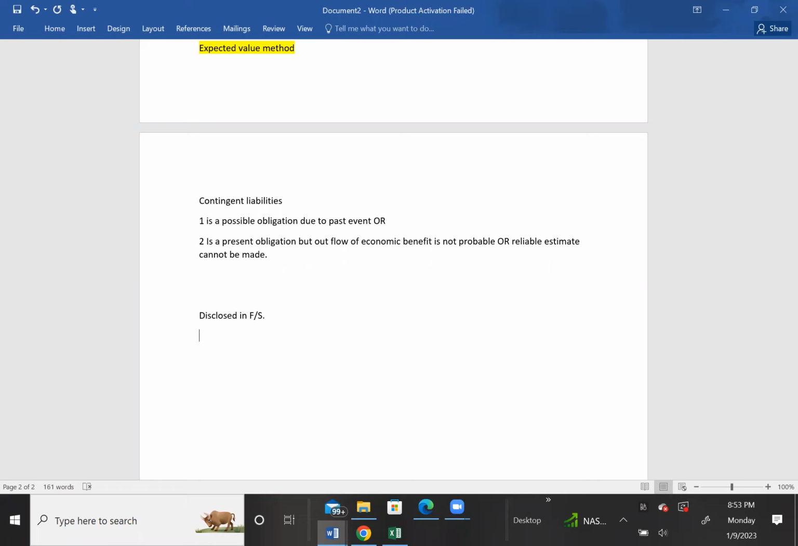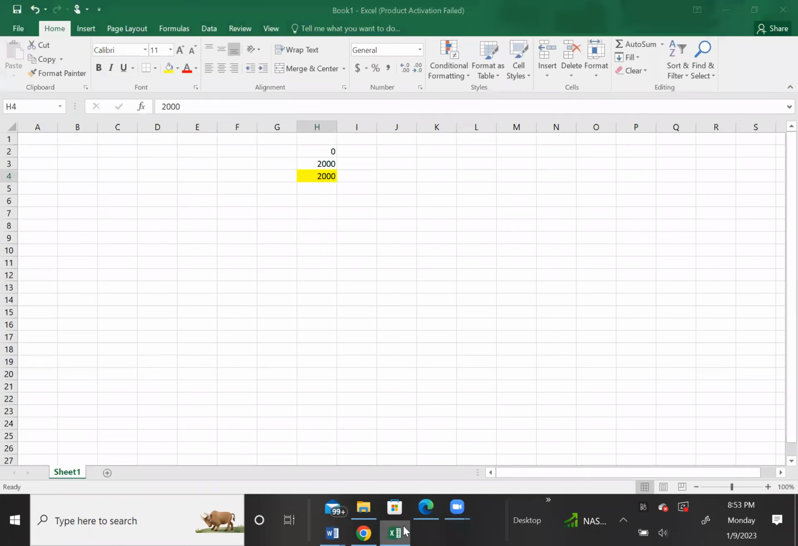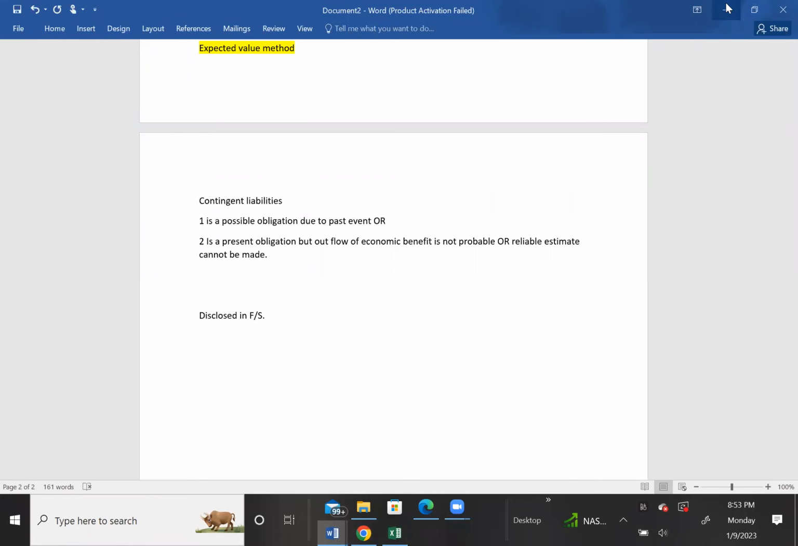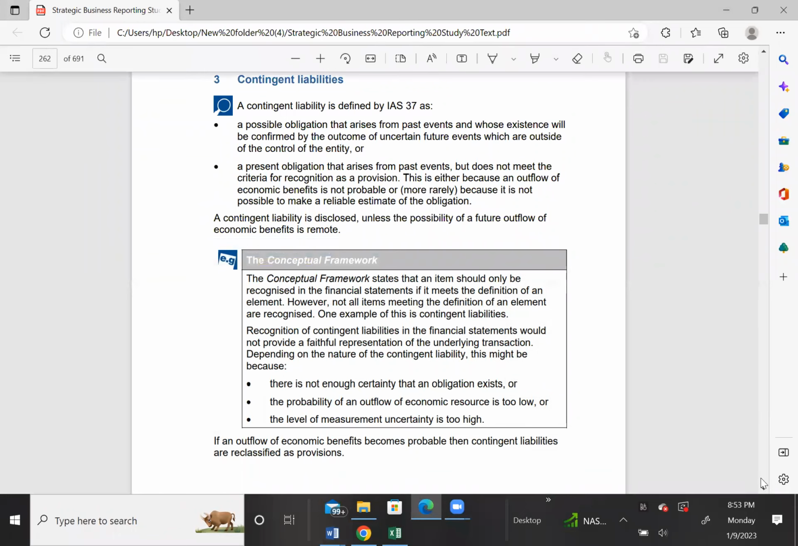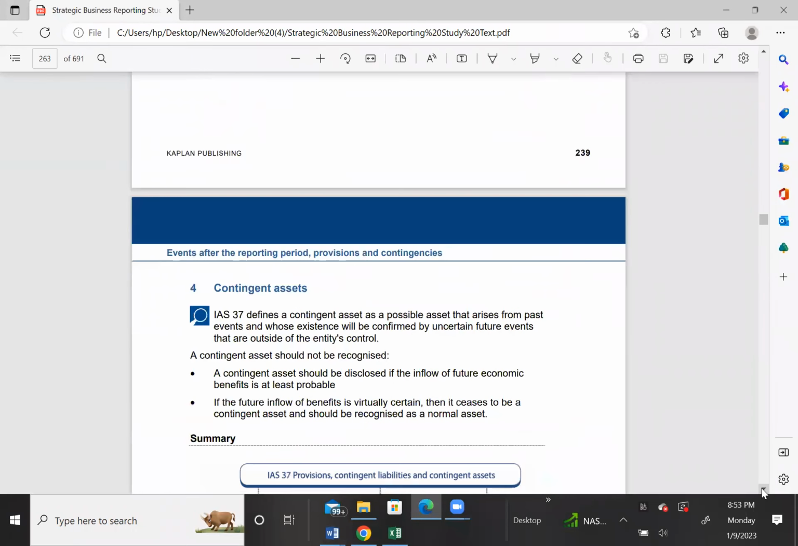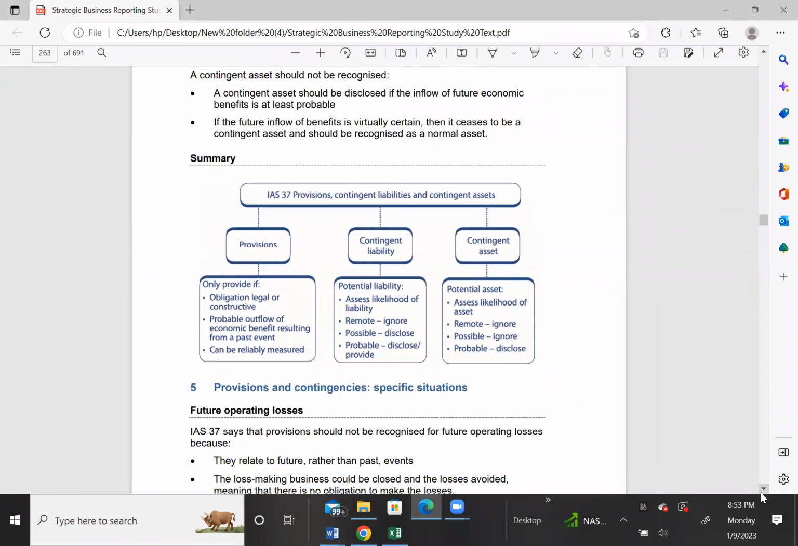And the contingent asset, what is a contingent asset? A contingent asset is a possible asset which may result in your favor in the future. And a contingent asset is also disclosed in a financial statement. We do not recognize the contingent asset in a financial statement as well. We only disclose it. And it is chapter number 11, which we are doing at the moment: IAS 37, provisions, contingent liability, and contingent asset.